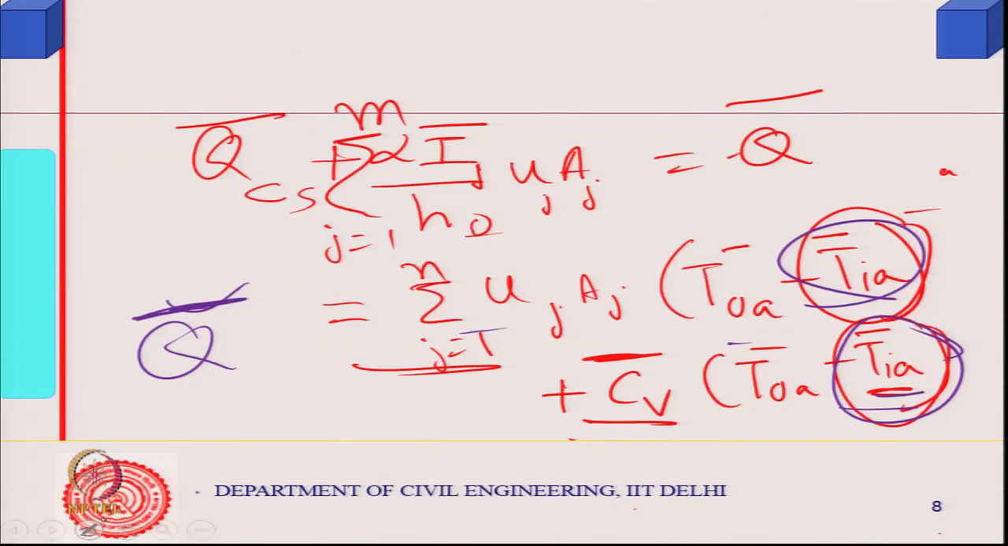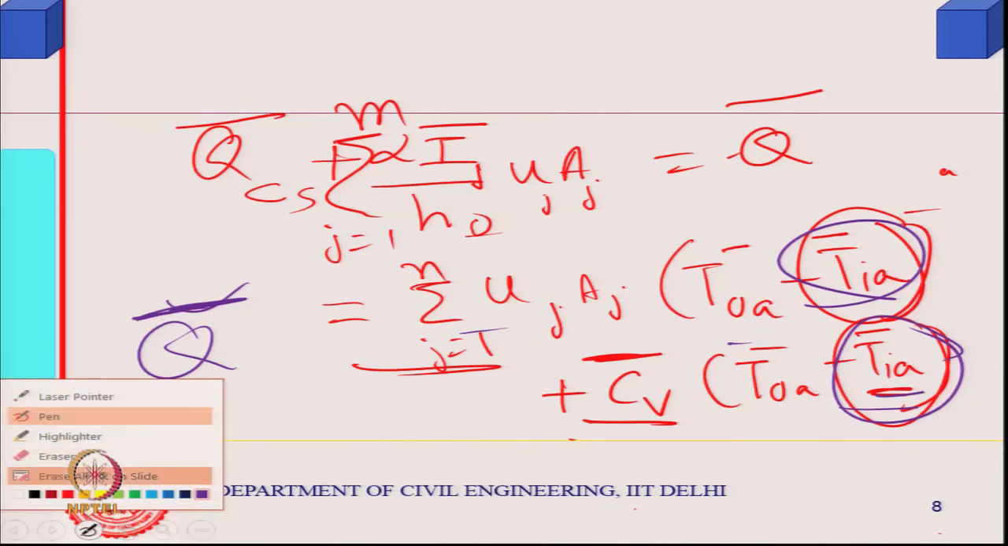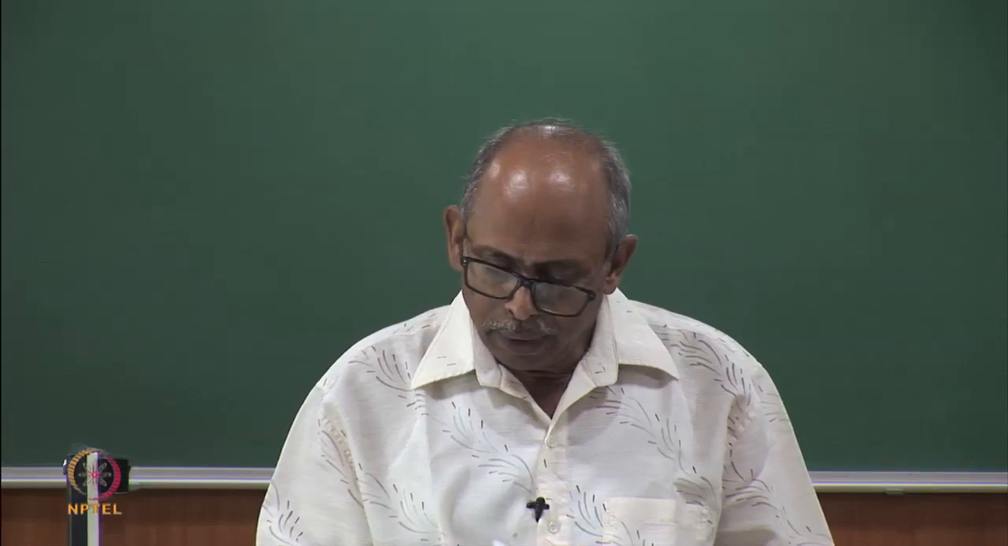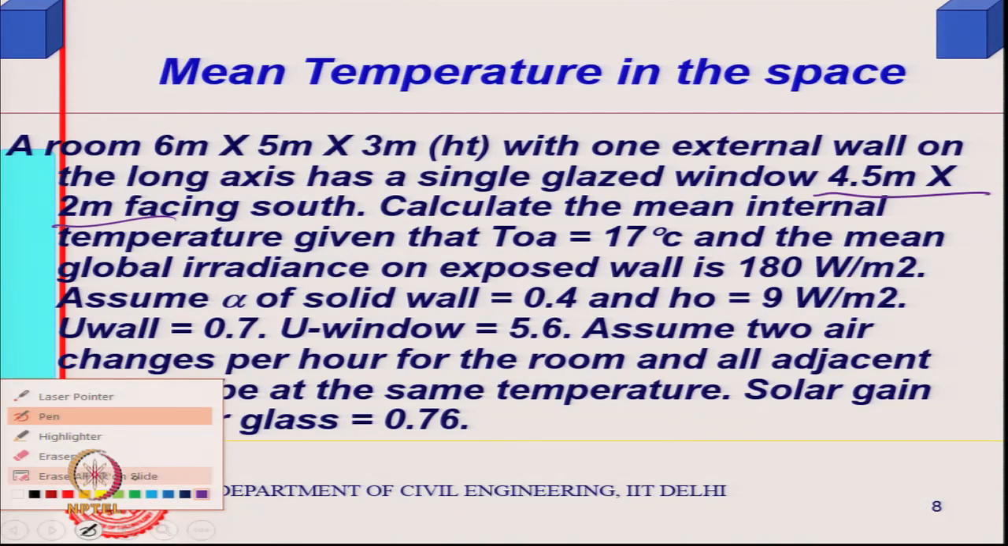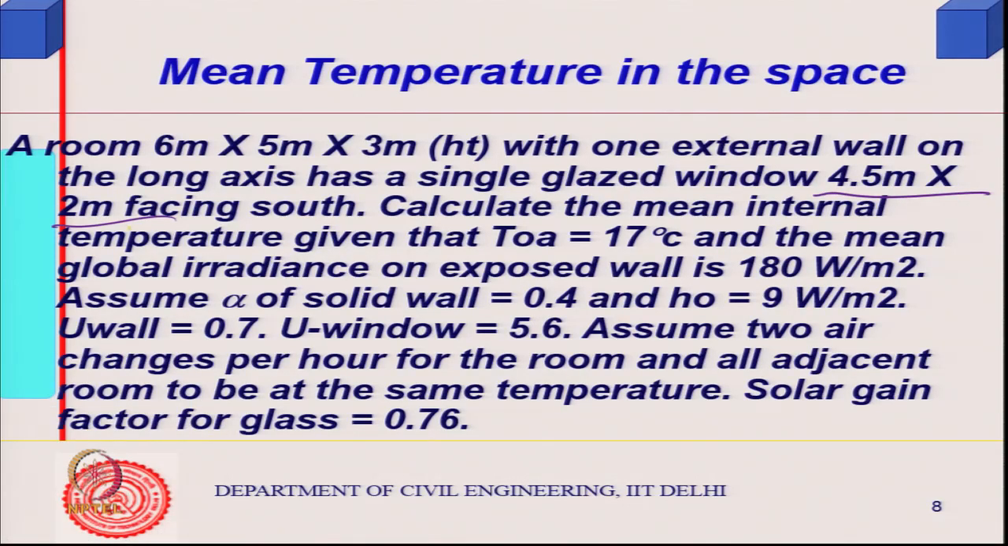So, let us solve a problem. Suppose I have a room 6 meter by 5 meter by 3 meter with one external wall. I have simplified it to one external wall, because otherwise you have too many calculations to do. I just want to show you how you do it. On the long axis it has a single glazed window, 4.5 meter by 2 meter, facing south.